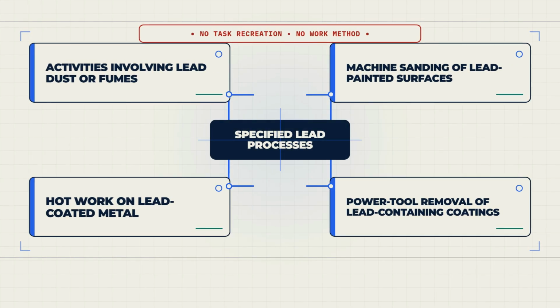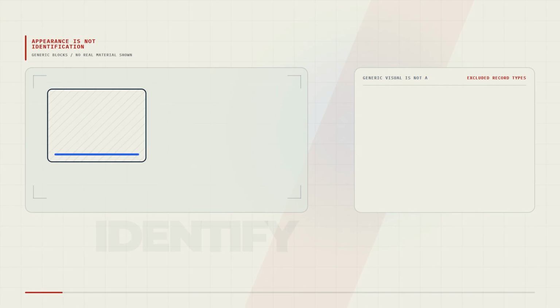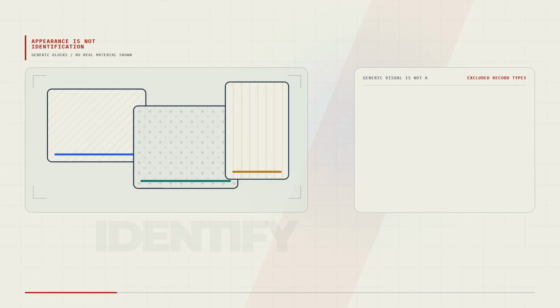Specified lead processes include activities involving lead dust or fumes. They also include machine sanding of lead-painted surfaces, hot work on lead-coated metal, and power tool removal of lead-containing coatings. These are the approved examples. The animation does not identify any material, recreate a task, or provide a work method. Do not identify a material as lead-containing from appearance alone.